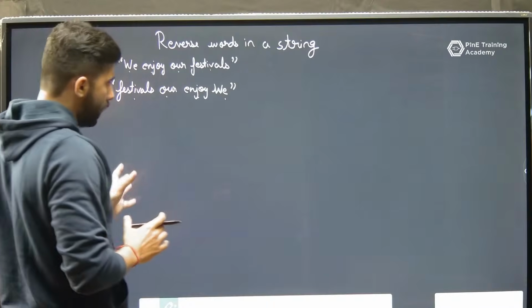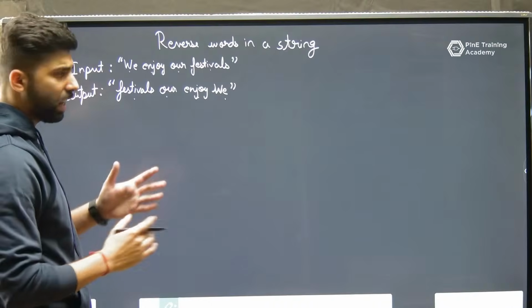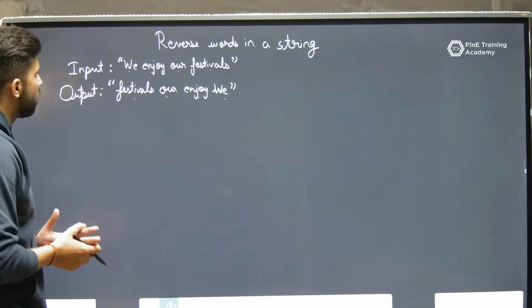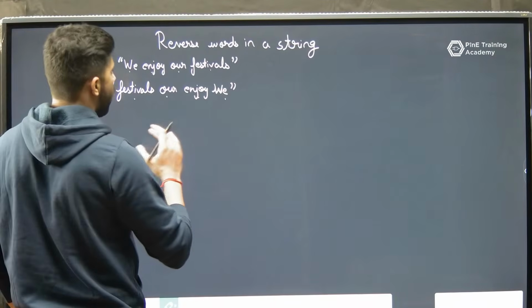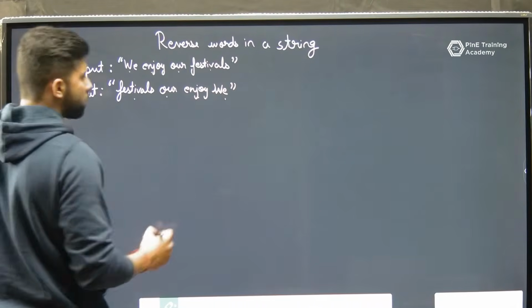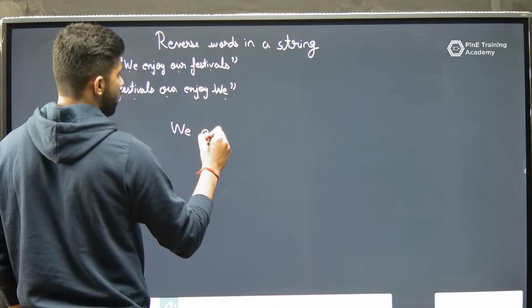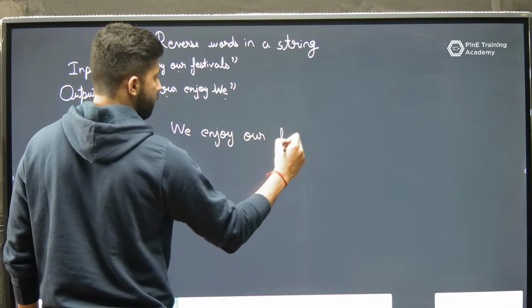Now, if you think about this particular problem, there are obviously several ways to solve this. One of the ways, which is a little bit simpler as compared to other ways, is that we reverse this complete whole string. So if I write, so we have "we enjoy our festivals".